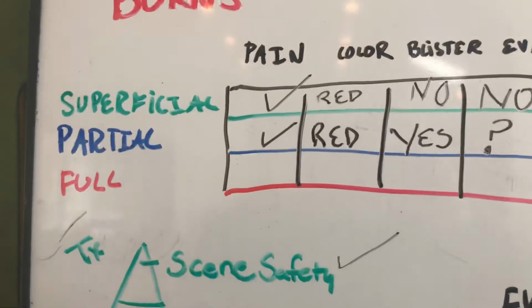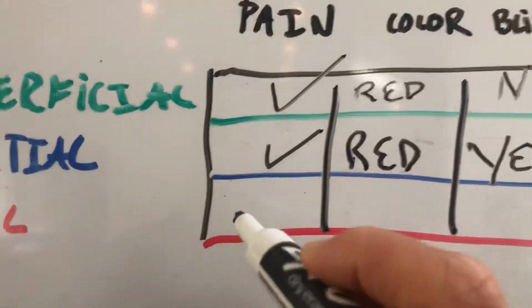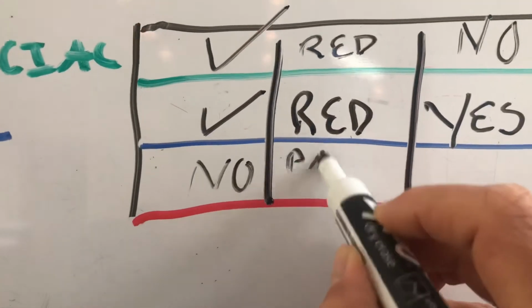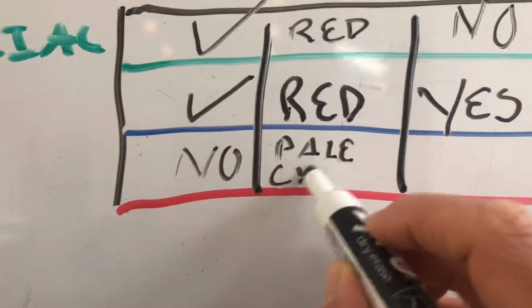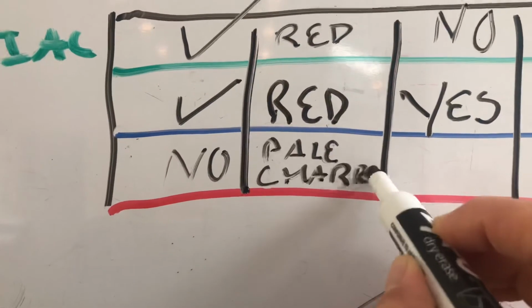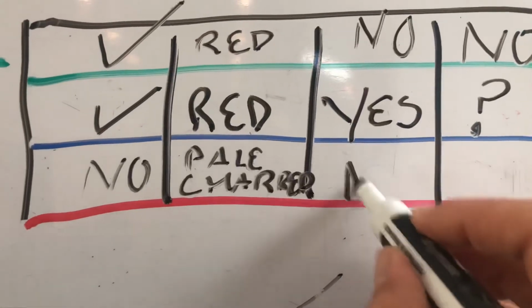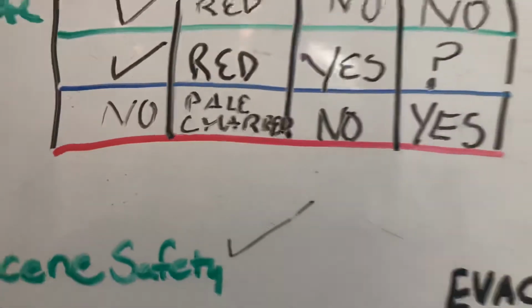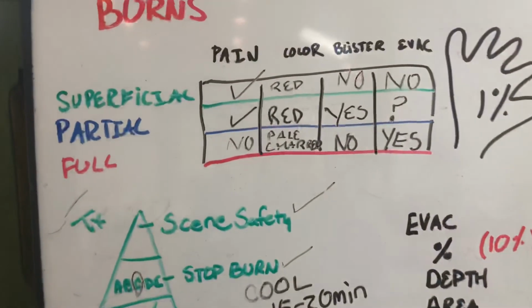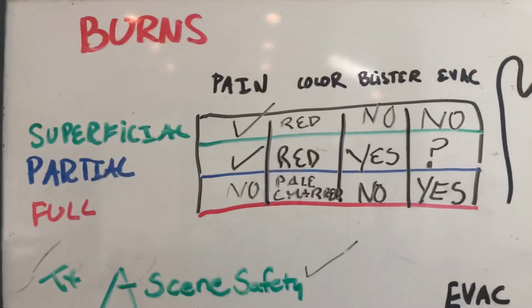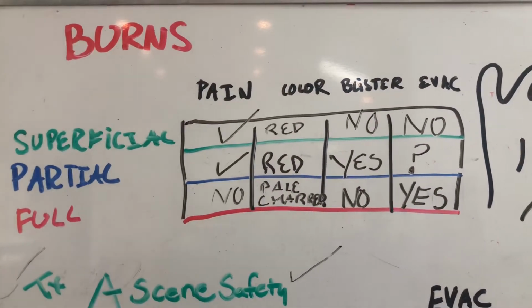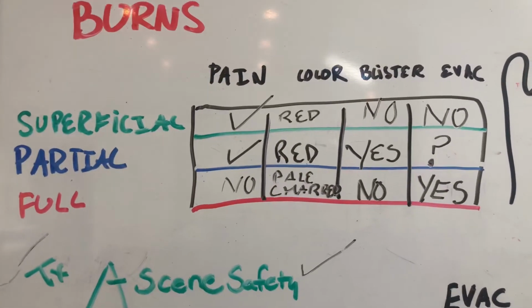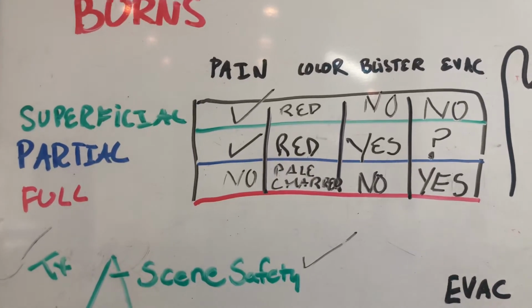Full thickness. Ironically, there is no pain. You have severed all the nerves. It's either going to be pale or charred. Okay, this is not fun for the patient. There are no blisters, and it's an automatic evac, no matter how big or little. So this is helpful. A lot of times people don't have uniform blisters or burns. They'll have something that's got some superficial, some partial thickness, some full thickness, or just superficial and partial.